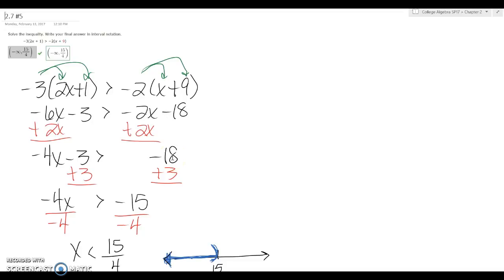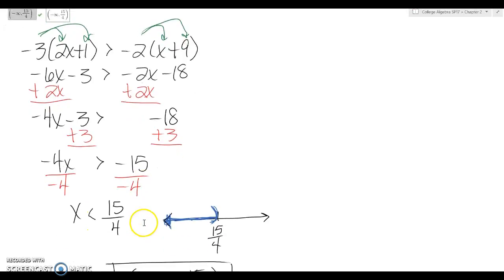Now since I moved my variables to the left, I've got to move my numbers to the right, so add 3 to both sides. That gives me negative 4x greater than negative 15. Divide both sides by negative 4. And now I have x less than 15/4. Recall that when you divide or multiply both sides of an inequality by a negative number, your inequality sign reverses.